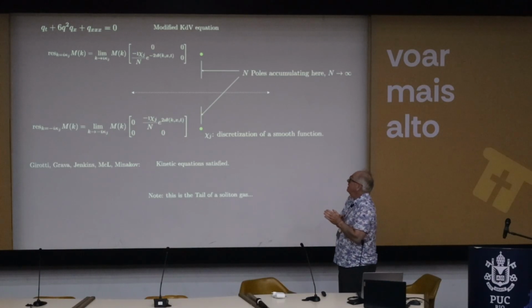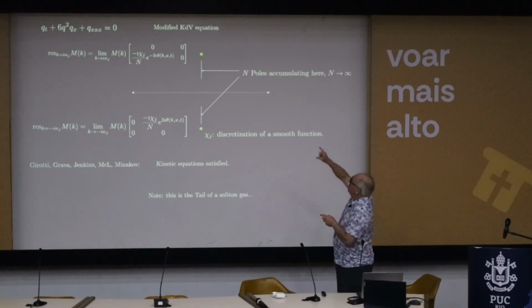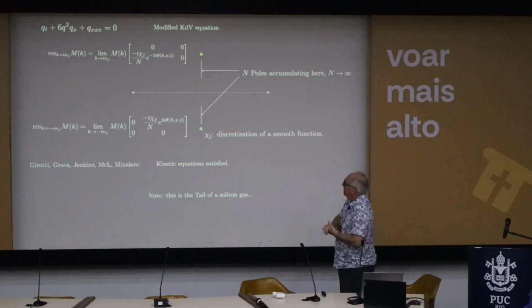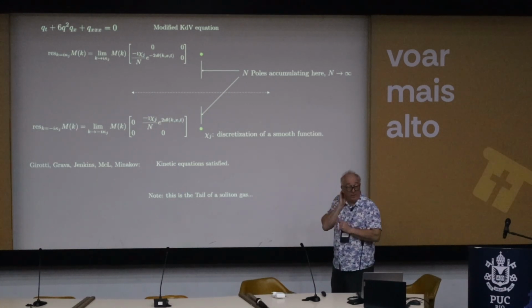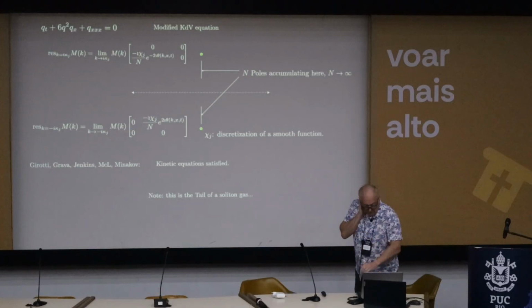And then there are a collection of poles accumulating on the band in the upper half plane and the band in the lower half plane. And the question is, after taking this limit, what is the behavior of this one extra soliton as it interacts with this limiting gas of solitons? Okay? So I'll just show you a movie.